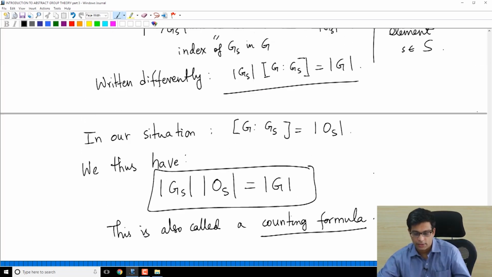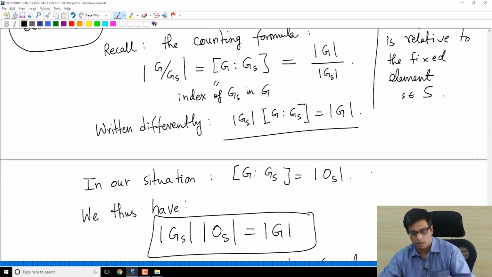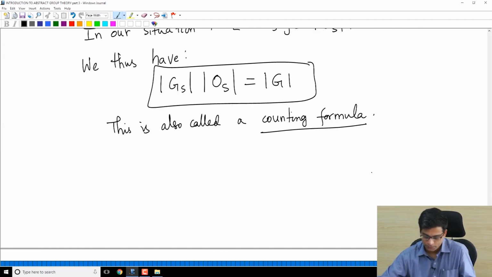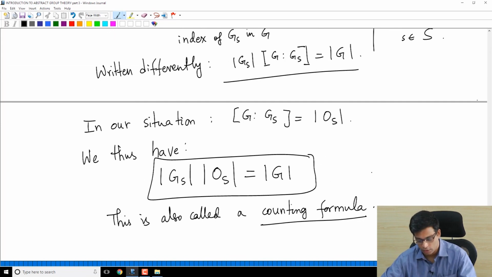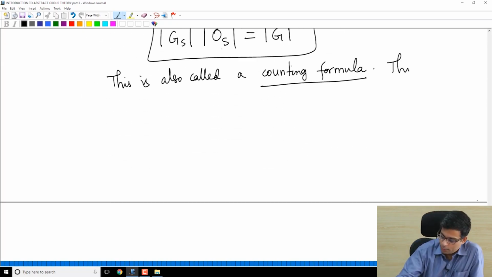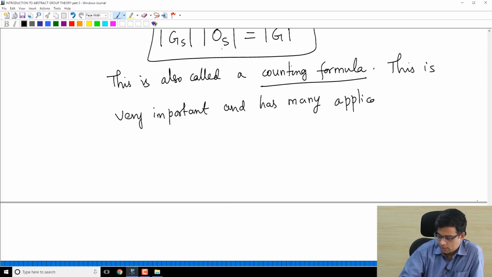Okay, this is in fact very similar to the counting formula that we had earlier, namely that the index of a subgroup in a group G is the ratio of the orders of the group divided by the subgroup. Applied to this particular case of the group action on a set, we have the cardinality of the stabilizer times the cardinality of the orbit is equal to the cardinality of the group. And this is a very important formula and has many applications. We will see these in later videos.